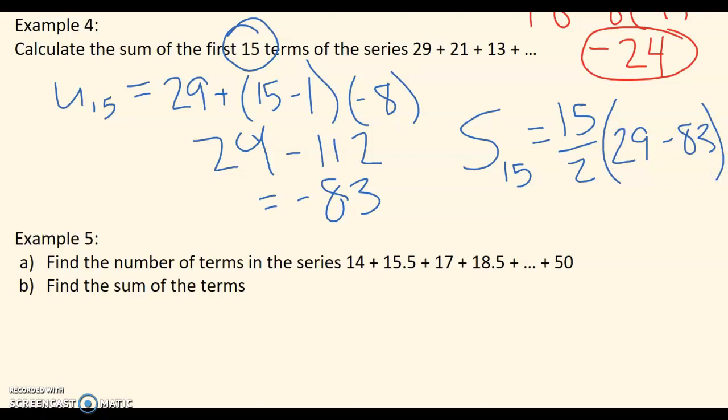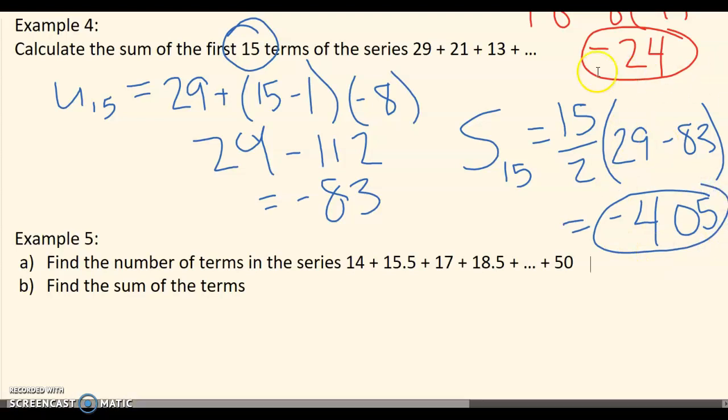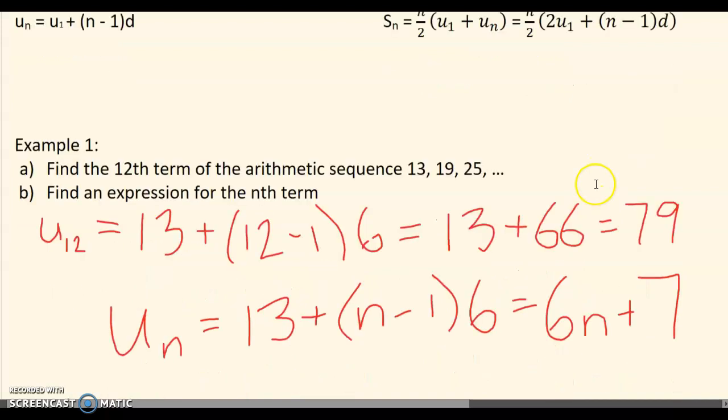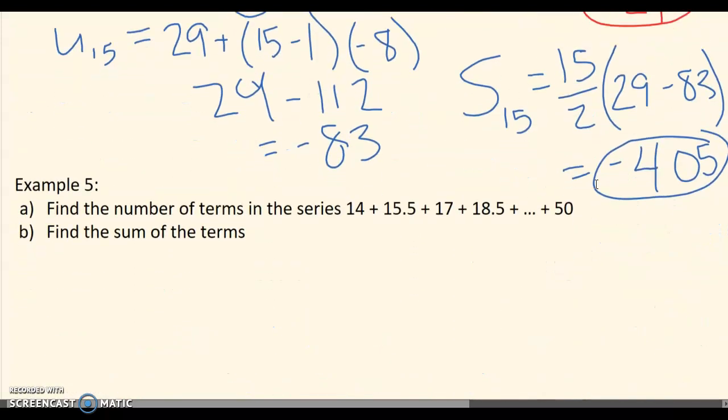First term plus the 15th term. So we do that. We get negative 405. You could have immediately, now that I think about it, I just kind of always do it that way. You could have immediately plugged into this formula and you'd get the same thing. We really just did it as 2 steps. It's the same thing.